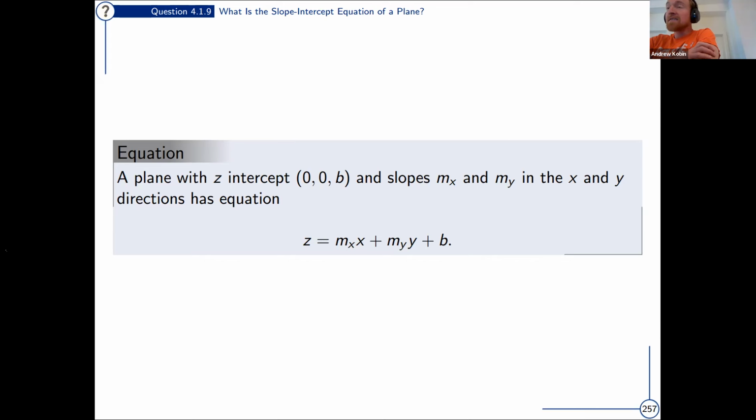Now the key here is this is not a point-slope form. This is a slope-intercept form, or really a generalization of that to 3 dimensions. This equation involves all 3 variables, but you'll notice that if one of the two slopes, mx or my, or even both of them, are 0, then it appears to only depend on 1 or 2 of the variables. So if z were equal to b, that would be a copy of the xy plane shifted up by b.